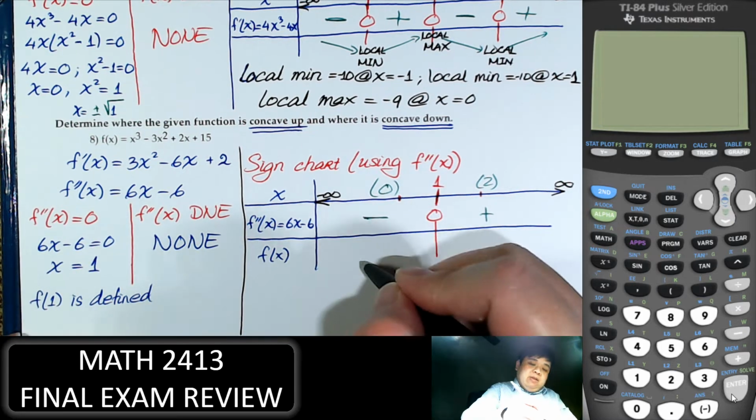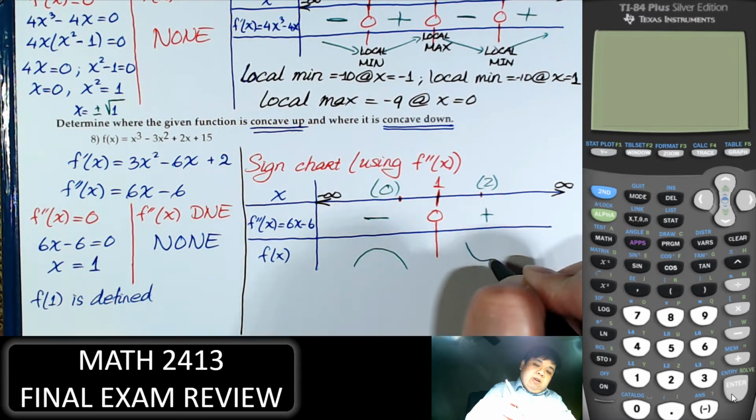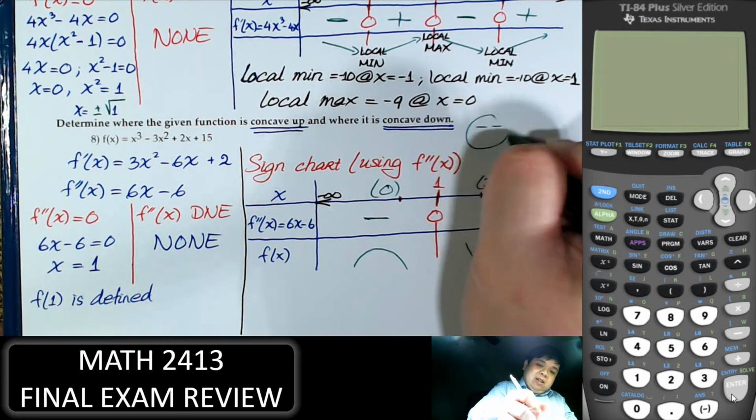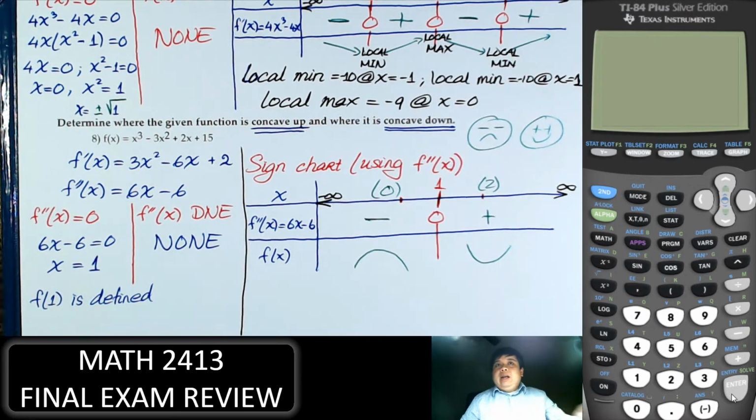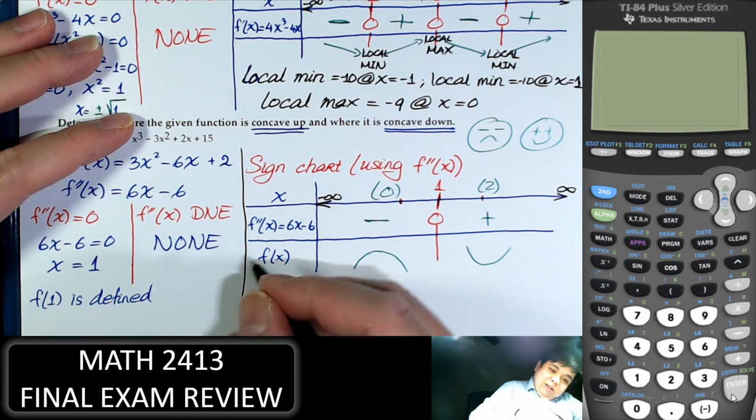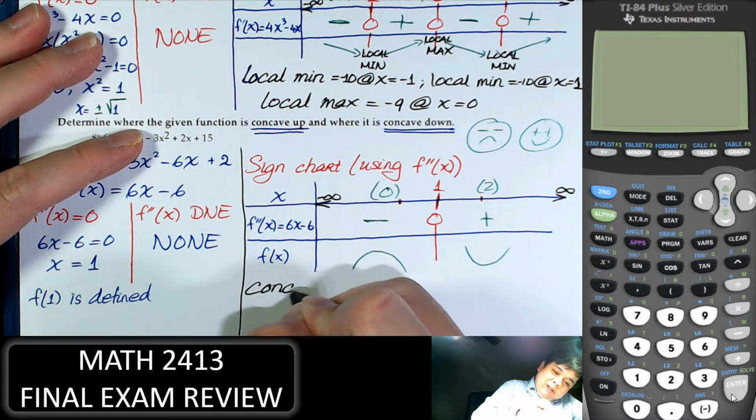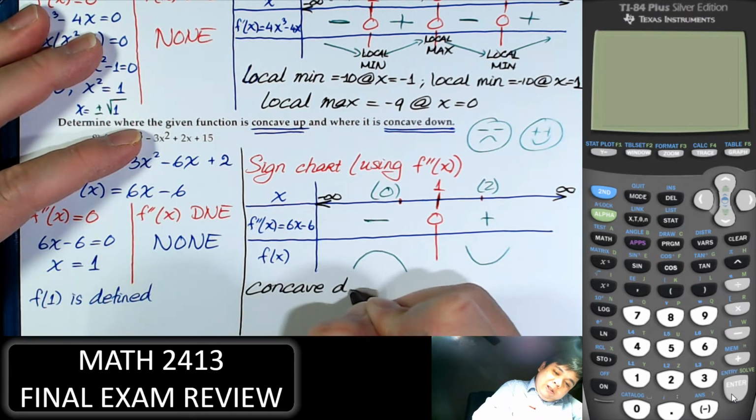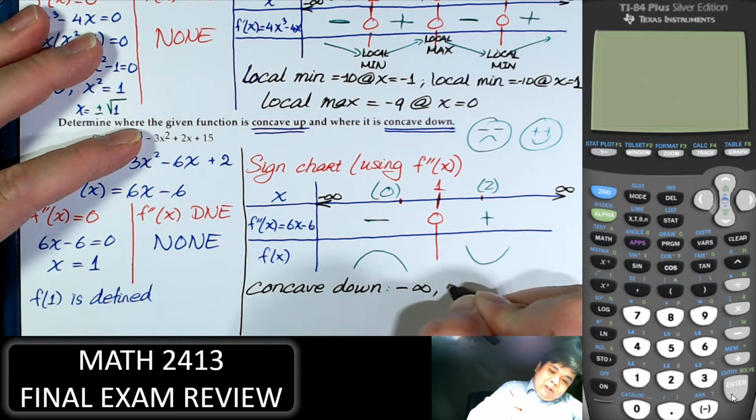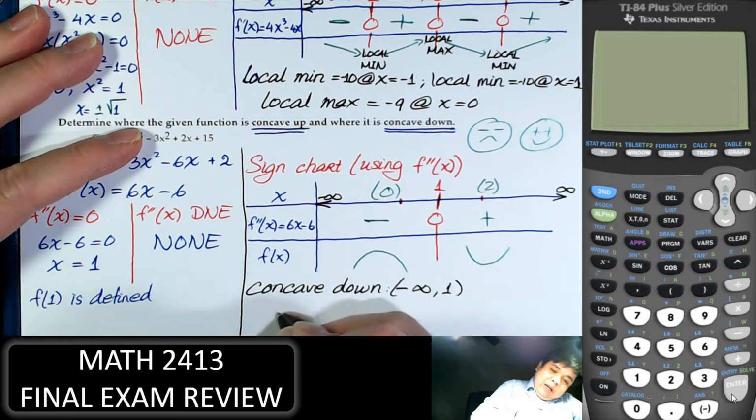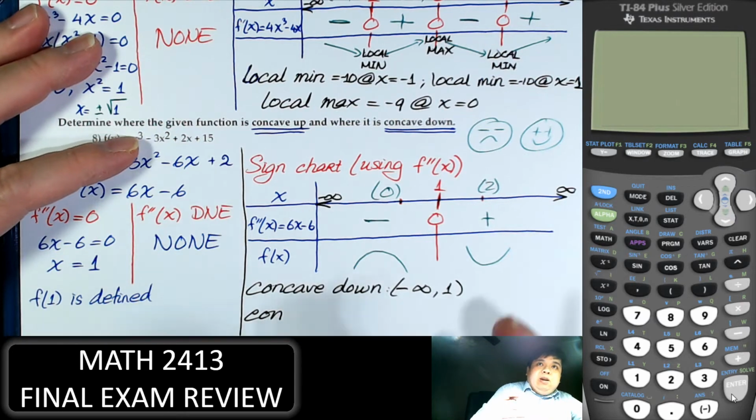If it's negative, it's concave down; positive, concave up. Of course, that's how we memorize it. So concave down from -infinity to 1, and concave up from 1 to infinity.